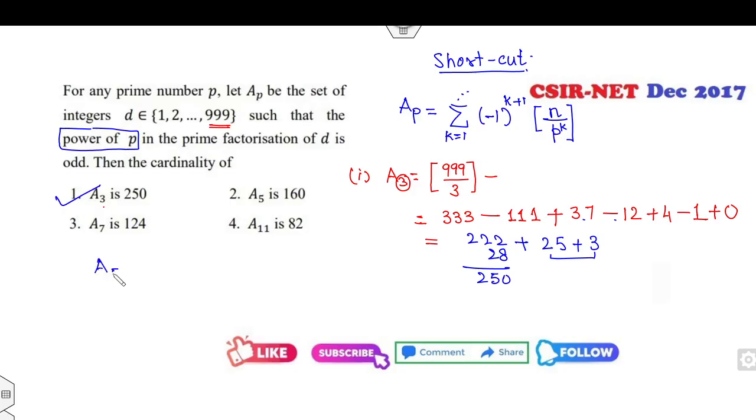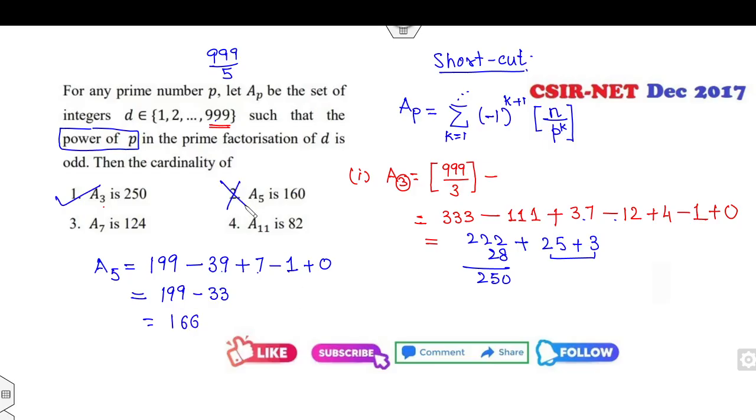Look at the A5. The number is 999. So you can start the first number divided by 5. If you divide the first number by 5, the first number is 199. Minus, again divided by this number as a 5, you will get 39. Again divided by 5, 7, 5, 35. 5, 1 and then the rest will be 0. So what is the answer of this? It is my 6, it is my 33 and it is my 199. So that will be 166. Second option is cancelled.